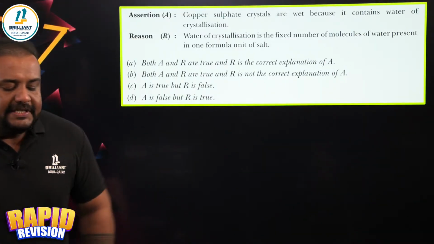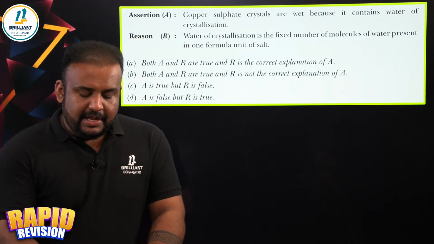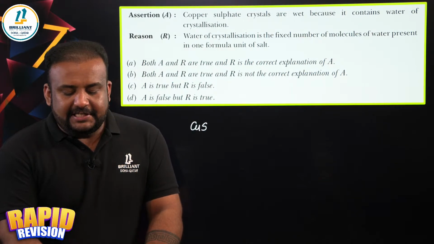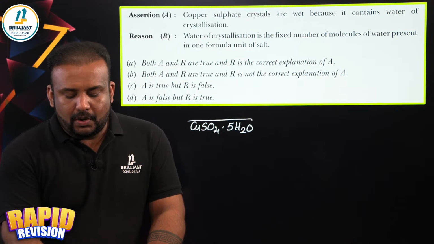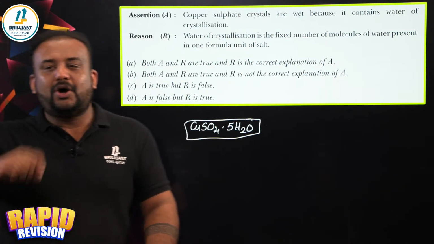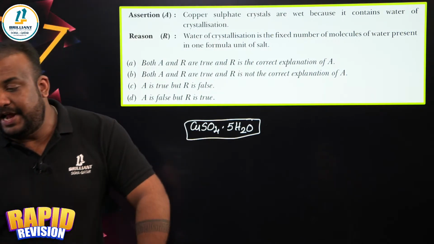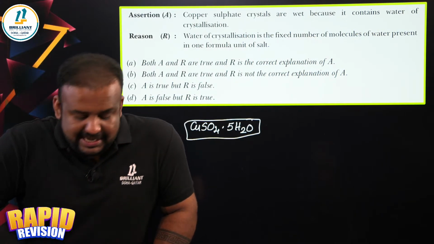Next. Copper sulfate crystals are wet because they contain water of crystallization. See, what is the formula of copper sulfate crystal? CuSO4.5H2O. It is called copper sulfate pentahydrate. Okay, many of them are saying yes.